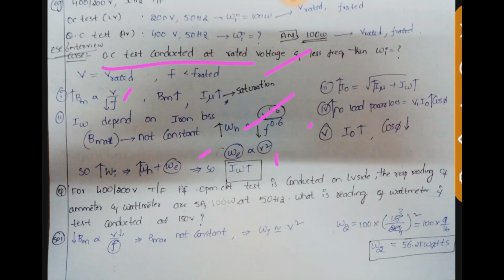When losses increase, IW will increase. Here I mu increases, IW increases. So I told you, never decrease the frequency to less than the rated frequency.